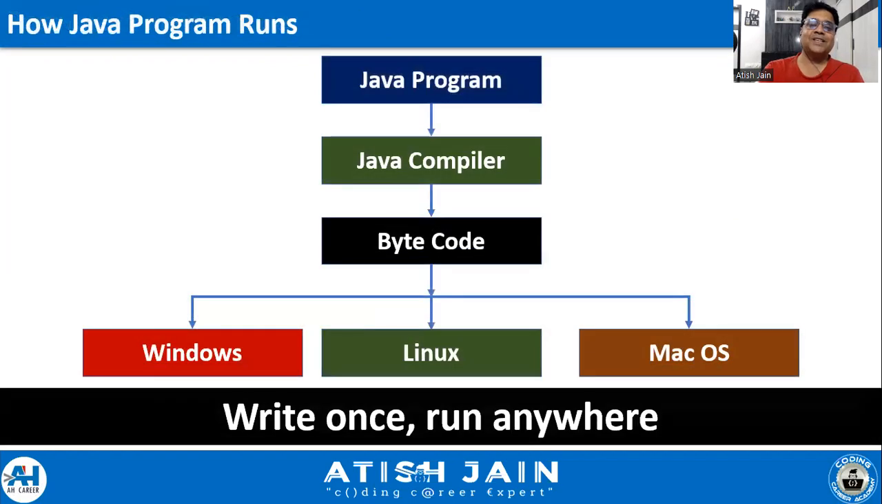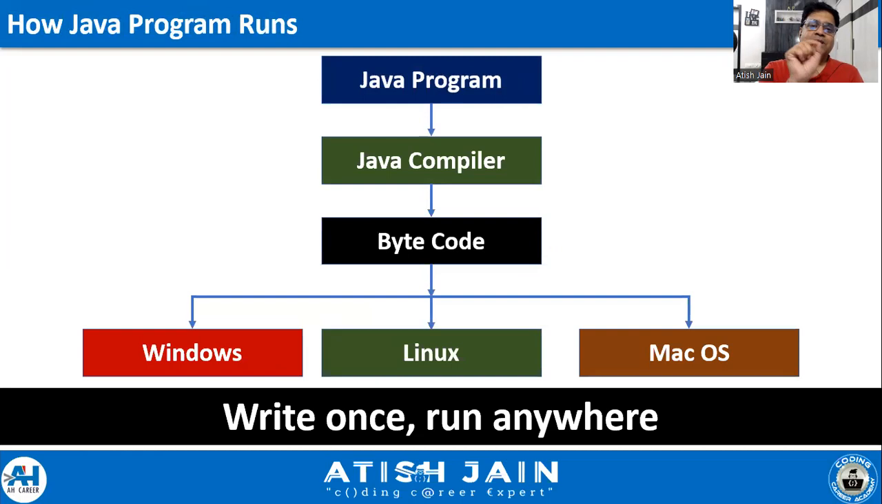Whereas with Java programs, whenever you compile your Java program using the Java compiler, it doesn't produce machine code or executable code. It produces an intermediary code, which is known as byte code. These byte codes are executed by the virtual machines available on the respective operating systems.